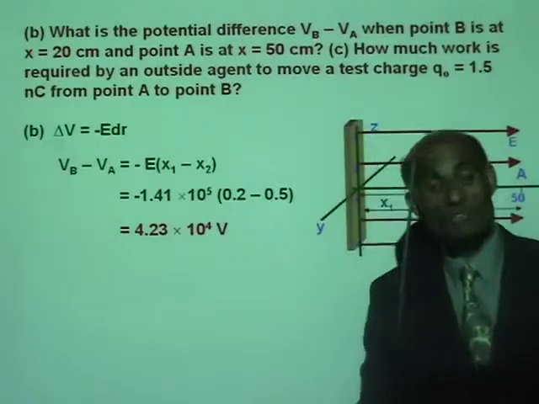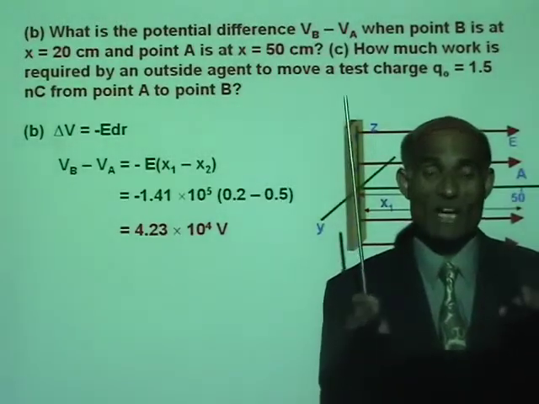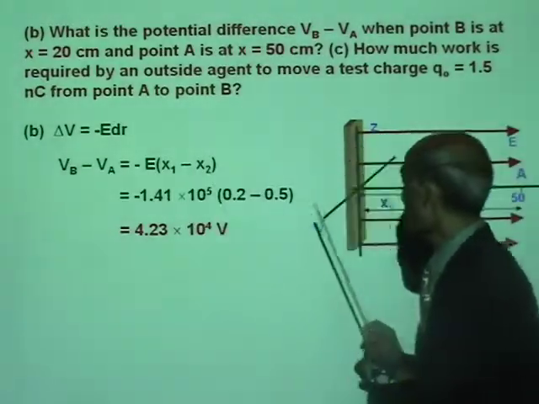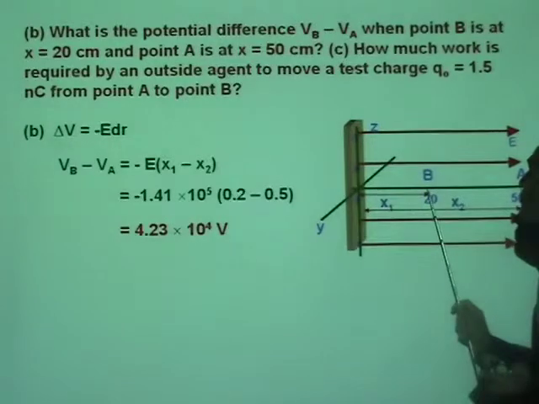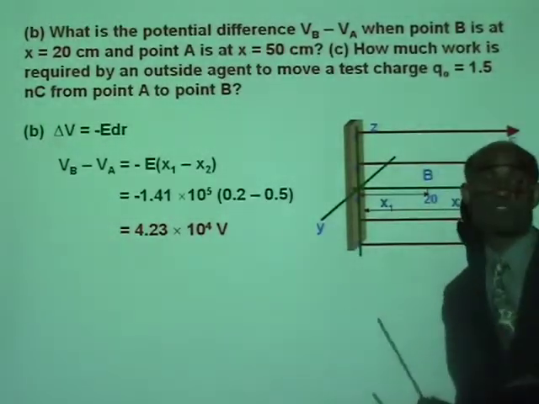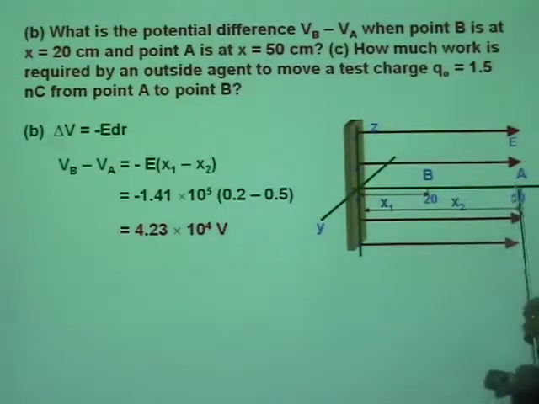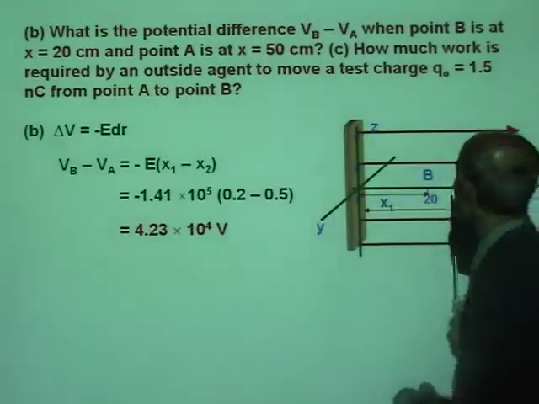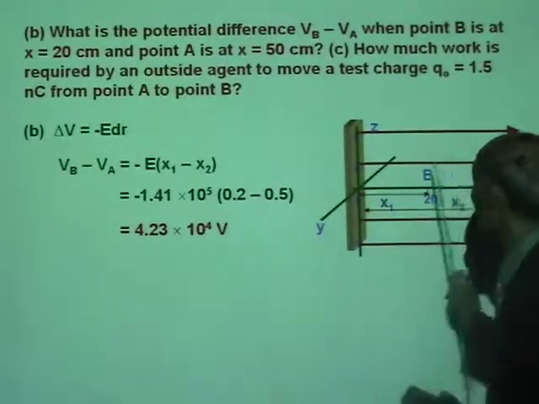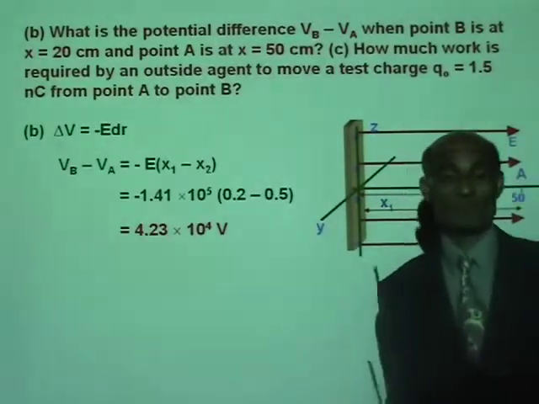Okay, I'm going to ask you a question now. Think about this and try and answer this as best as you can. The potential difference between points B and A is this. Tell me which is at a higher potential. B. A is at a lower potential. That means in order to move a positive charge from A to B, you need to do work.